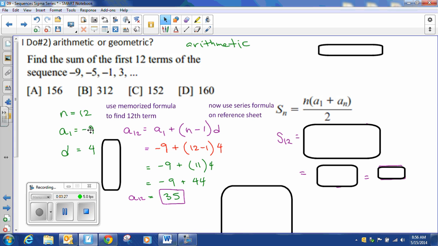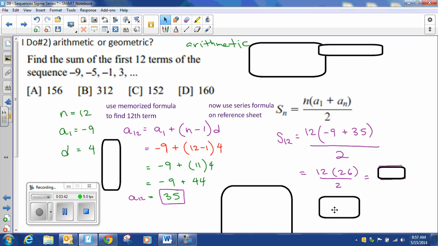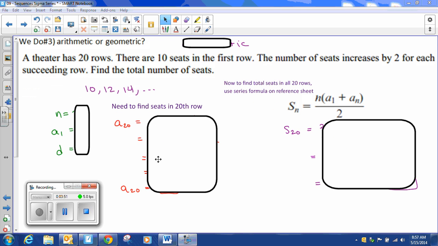Now that we have the first term and the last term, we can use the formula that's provided on the reference sheet. It's called the series formula. We plug everything in: 12 times (-9 plus 35), all divided by 2. You end up with 12 times 26 divided by 2. The total is 156.